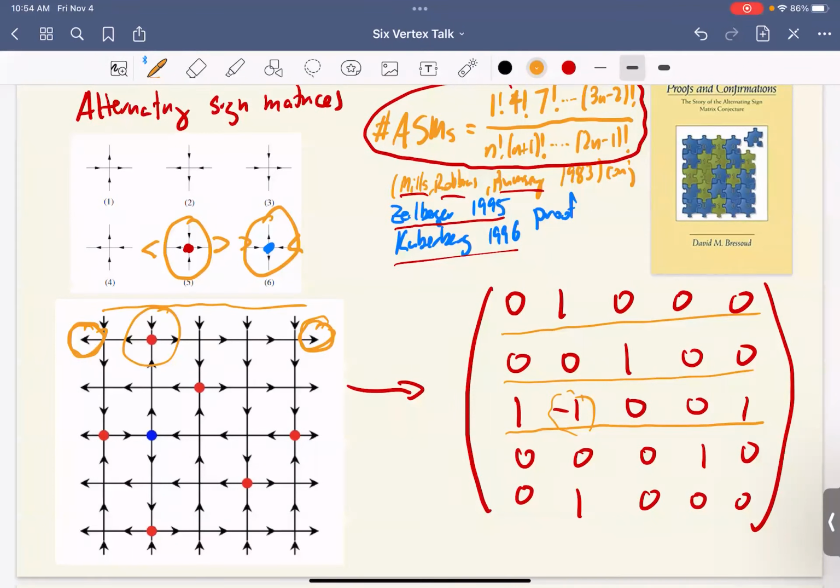Okay. And then in the second row, I have to have a switch somewhere, so I have to have a vertex of type 5 somewhere. I could have more than one. I could have a 5 and then a 6 and then a 5. I could switch once, switch again, and switch back. But always along each row, vertices of type 5 and 6 have to alternate, and they have to start with 5 and end with 5. And so if I take my six-vertex configuration and replace all the type 5 vertices with 1s and all the type 6 vertices with -1s, I get an alternating sign matrix. Right?